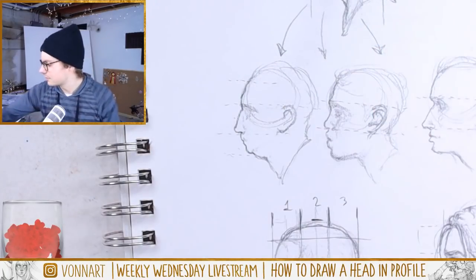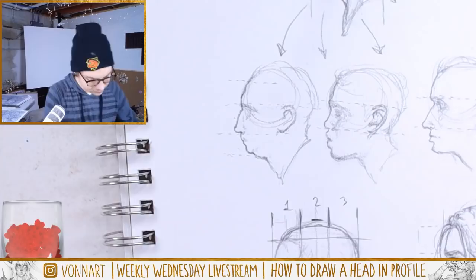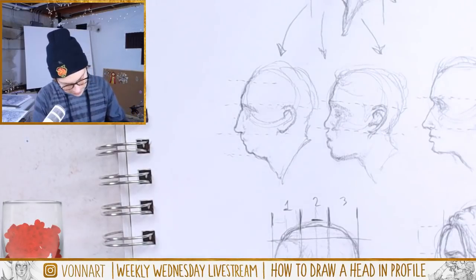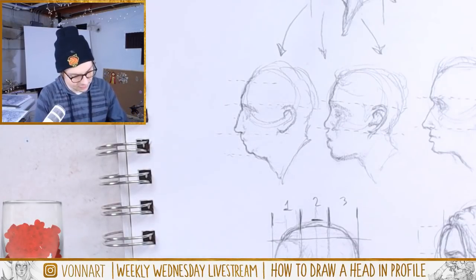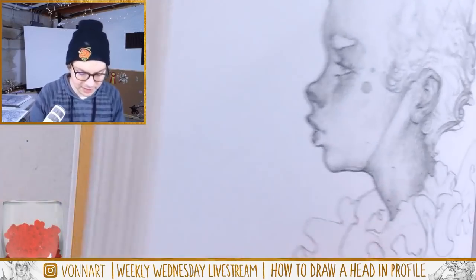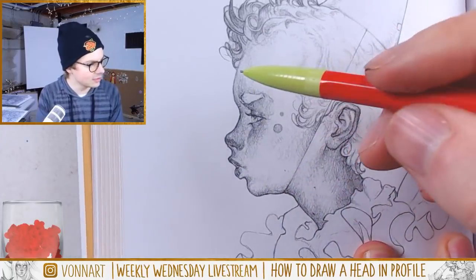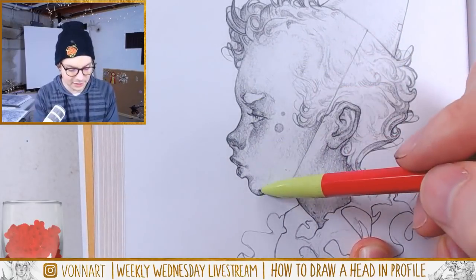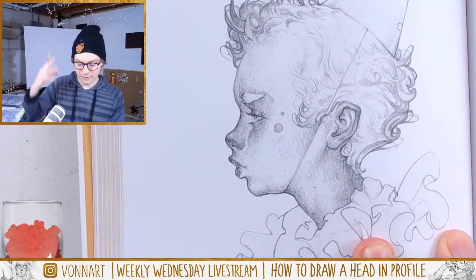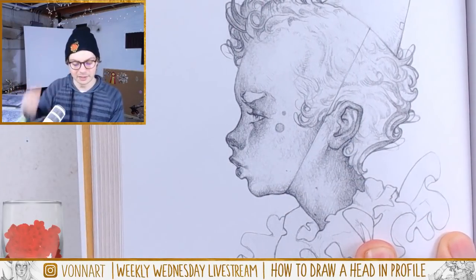Or even with, let me find my baby drawing. I was drawing this kid and I was looking at a reference of a child in profile, and it became very clear to me how much more pronounced the nose and the lip area was than their forehead and their chin. And the chin was very small. And their head was almost bulbous because of how big it looked.